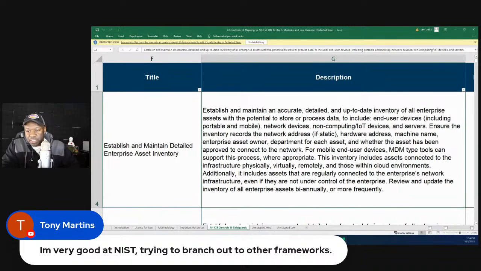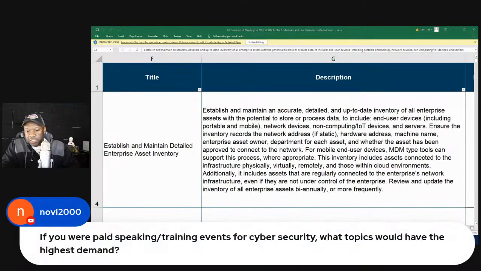So let me see. Navi has a question. He says, if you were paid to do speaking training events for cybersecurity, what topic would have the highest demand? I would probably say right now, cloud. Cloud security right now is on fire, man.